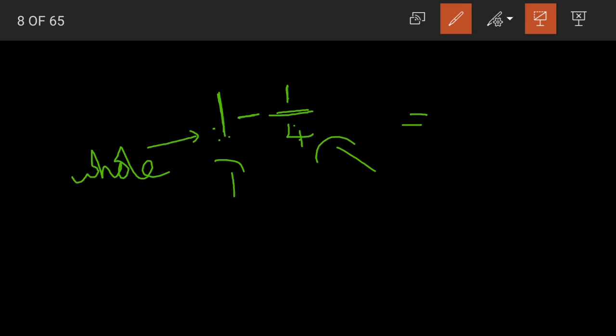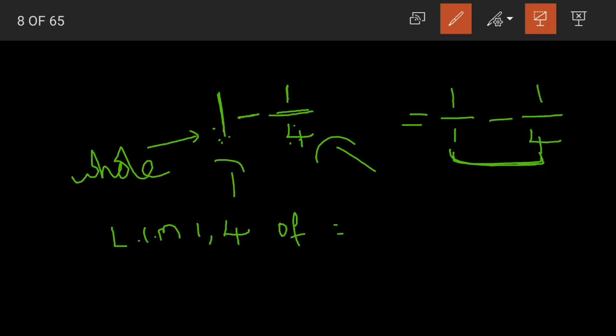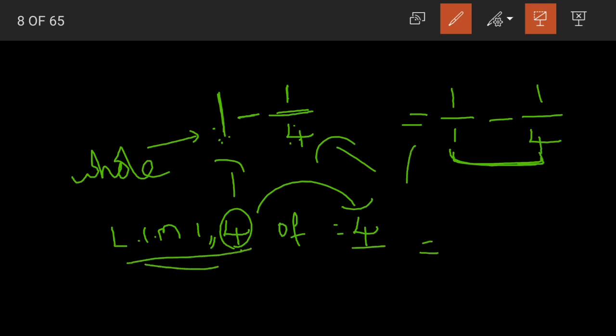This is a subtraction of a whole number and a fraction. How will we do that, children? We'll consider 1 as 1 by 1 minus 1 by 4. Here the denominators are different. So if we take the LCM of 1 comma 4, if you remember, the LCM of 1 and any other number will be the number itself. So the LCM of 1 and 4 is 4.